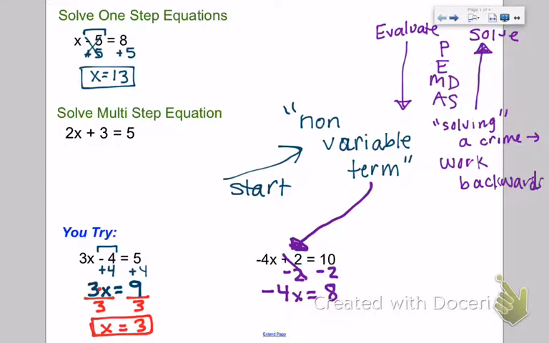Then because we are multiplying -4 by x, we must divide by that whole -4. We have to take that negative with us because x is not truly by itself if there's a negative sign in front of it. So we have to divide by the entire coefficient. Those terms now cancel. And 8 divided by -4, we have to be careful with our negatives and positives, is going to be -2.